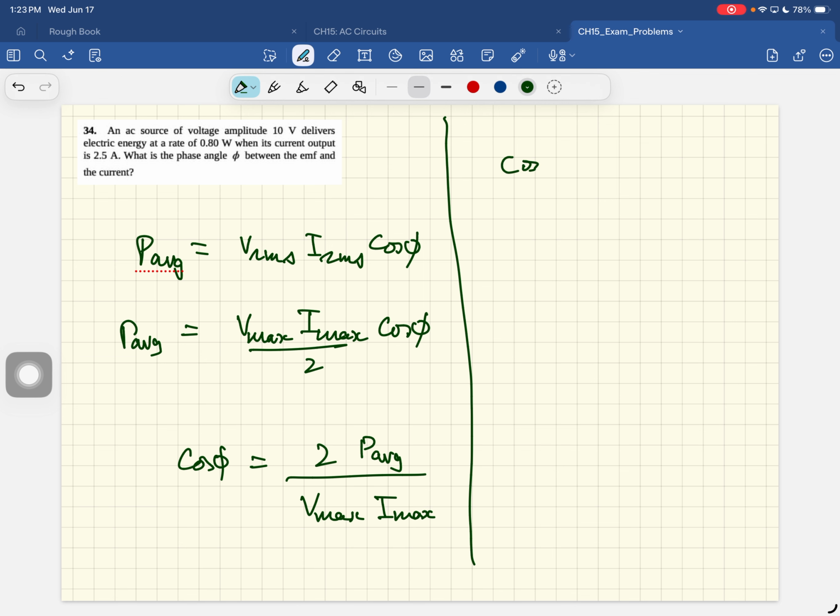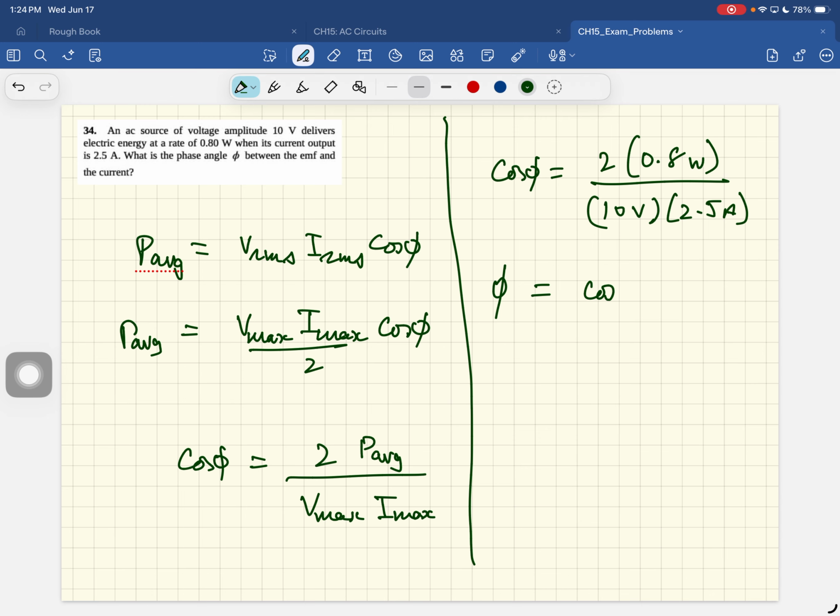So the power output, average power, is V max, I max, cosine phi over 2. At resonant frequency, at resonance, what is phi equal to? When XL equals XC, oh, 0.